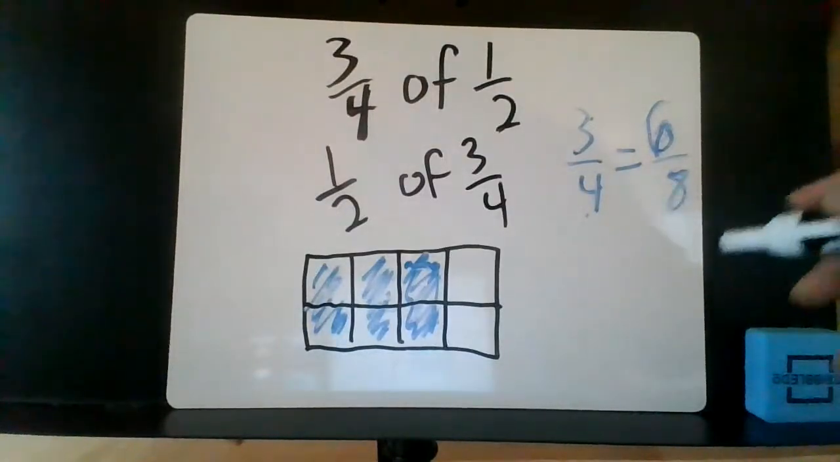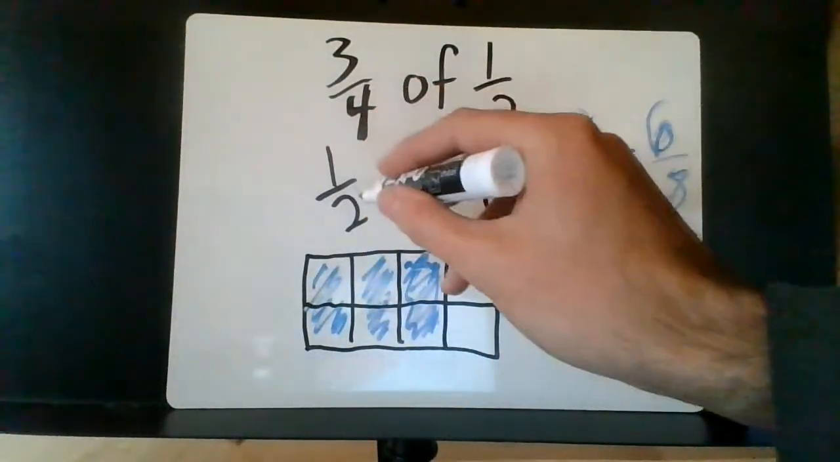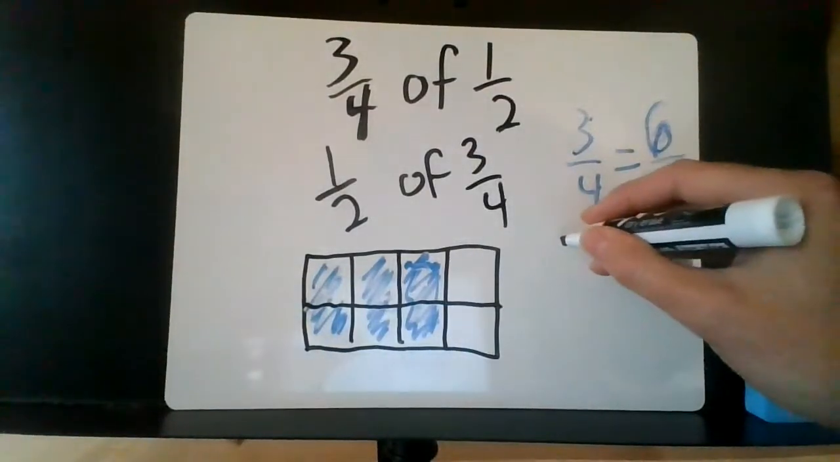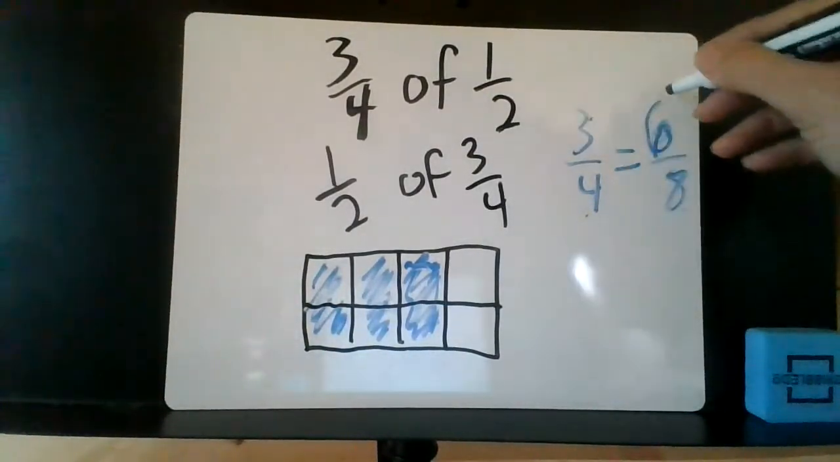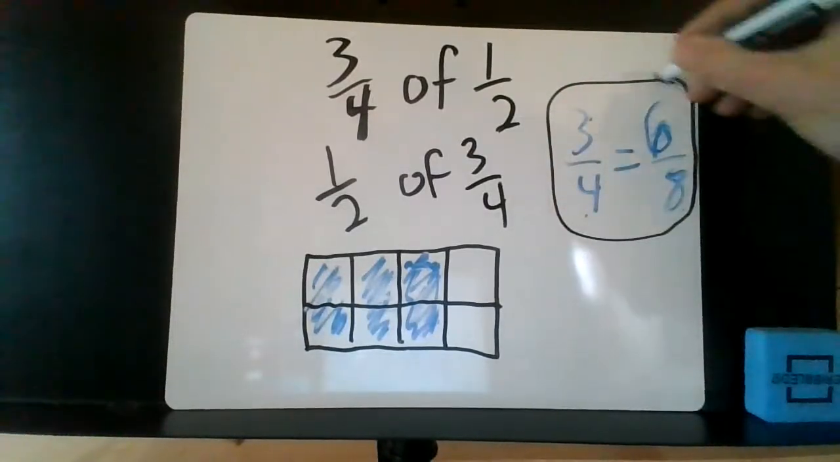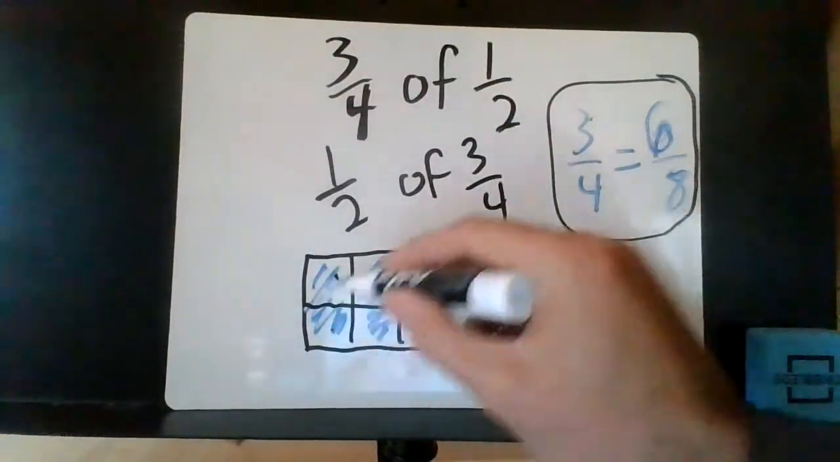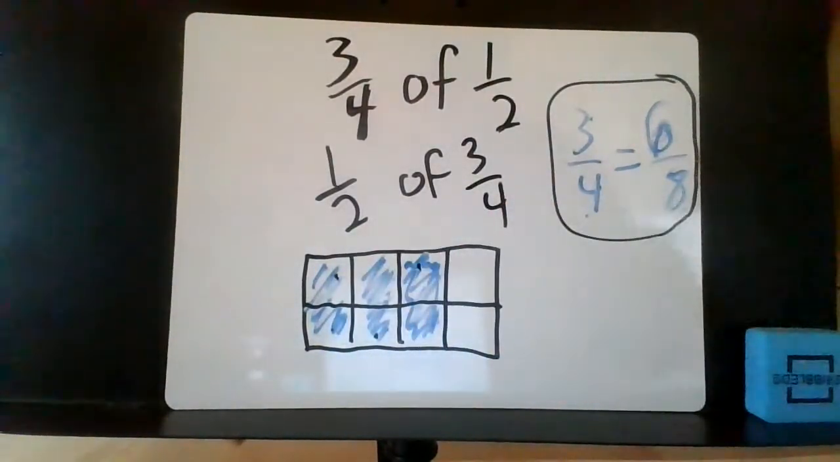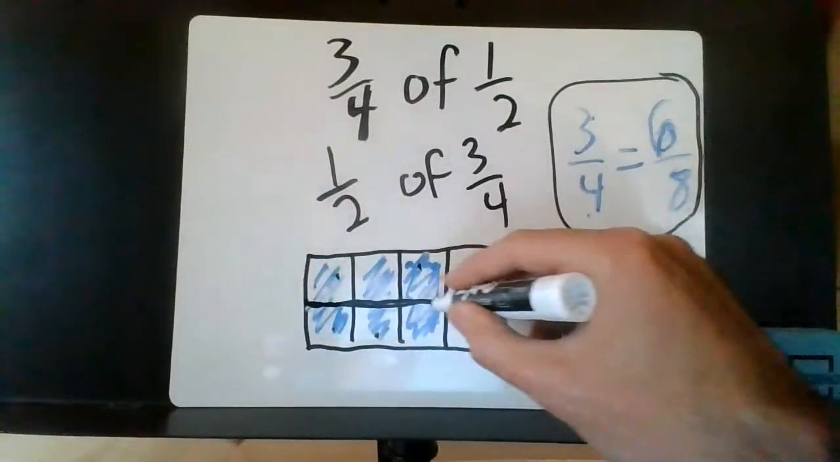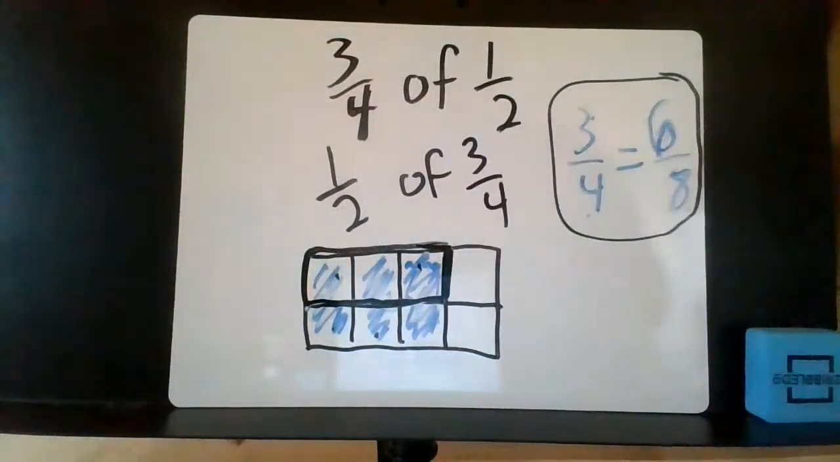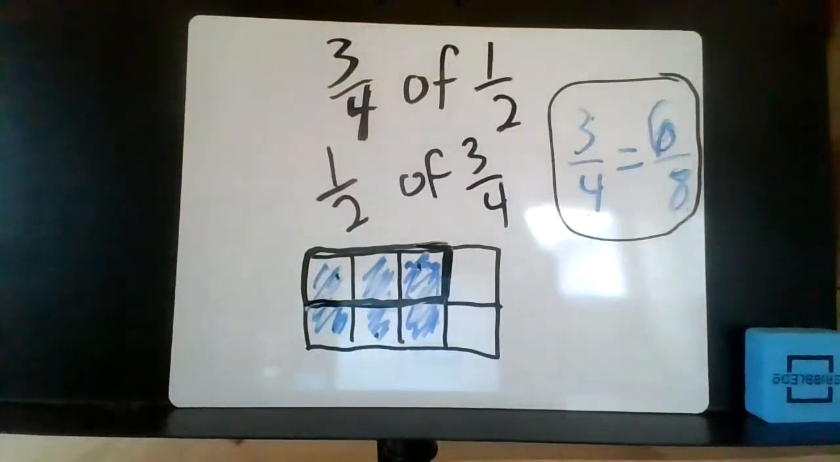And the way this is helpful is I'm trying to find 1/2 of what's shaded, 1/2 of 3/4. Now I'm trying to find 1/2 of 6/8, but we know that 3/4 and 6/8 are equal, so it'll give us the right answer. So I've got 1, 2, 3, 4, 5, 6 parts shaded in. 1/2 of that would be, I could take these three, and that would represent 1/2 of 3/4.